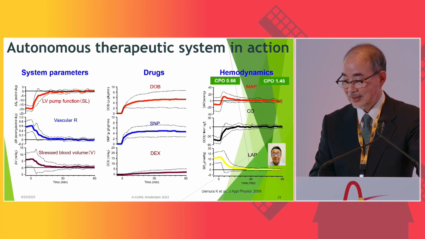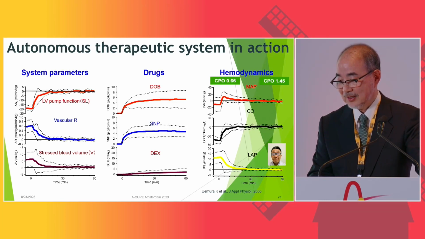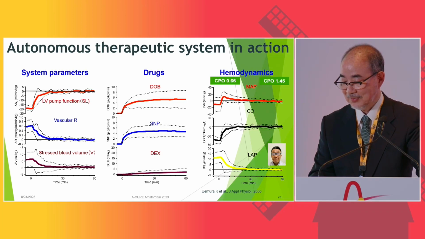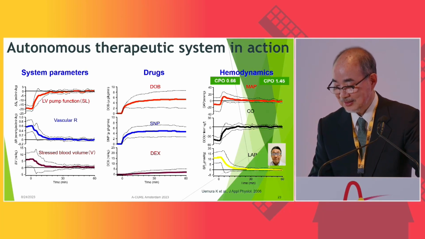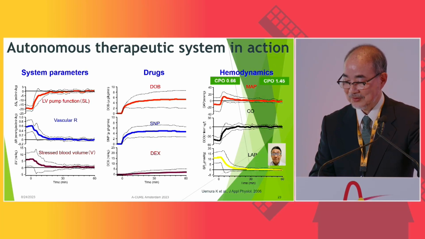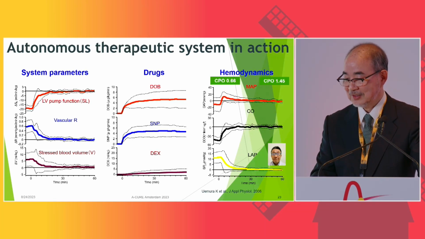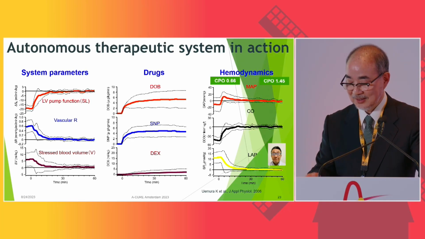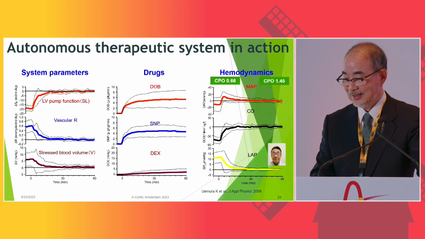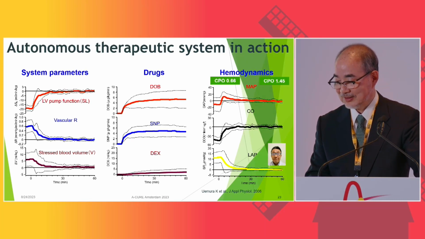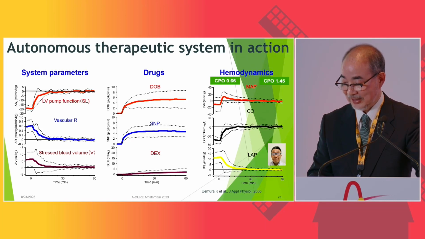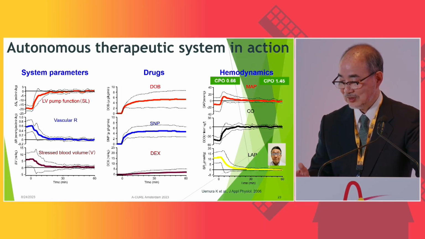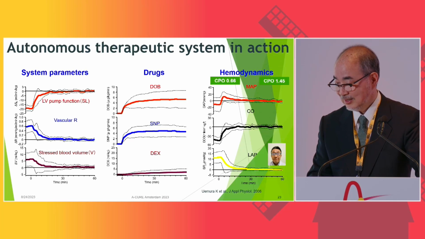And the digital twin identified what's wrong in the system. The top panel is LV function, which deteriorated. The second one is vascular resistance. The bottom one is stressed blood volume. Those three are identified by the digital twin. Then the digital twin started to fix this using drugs. In this case, we use catecholamine, dobutamine, nitroprusside, and dextran infusion.